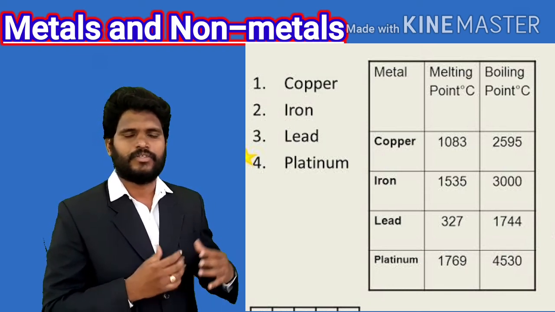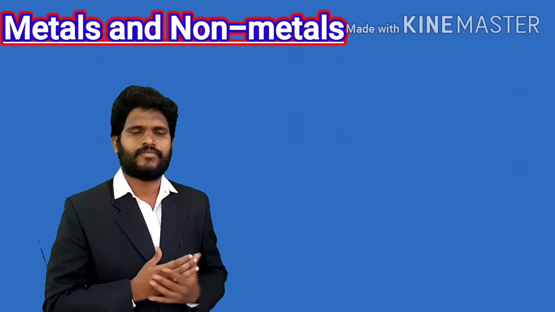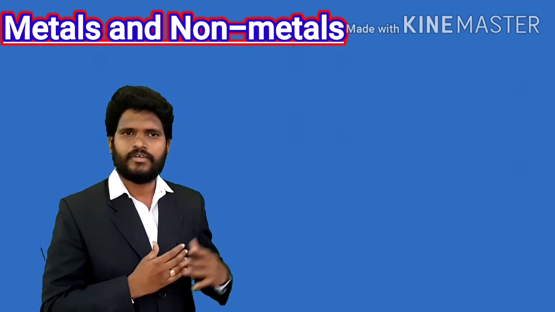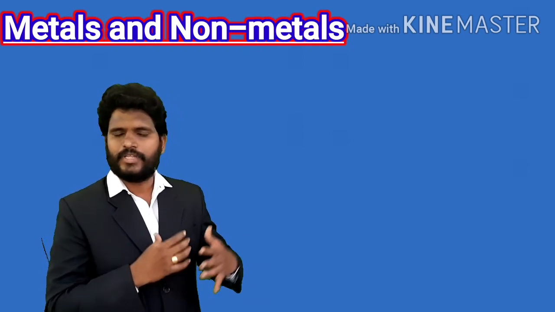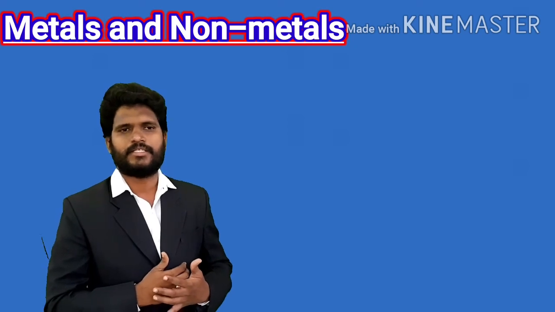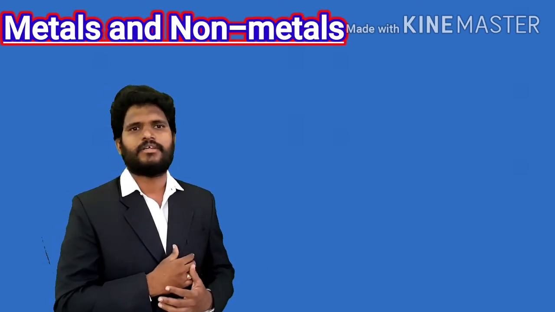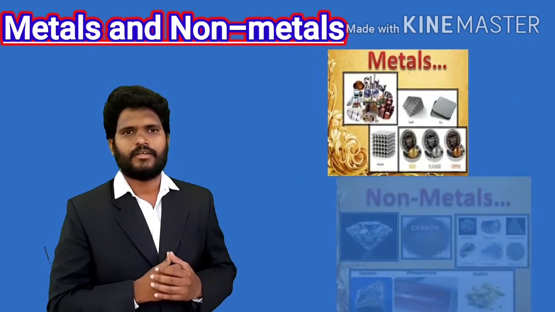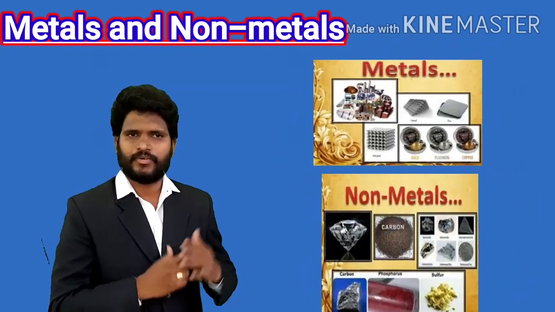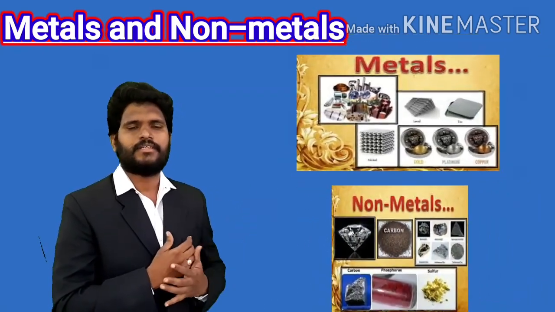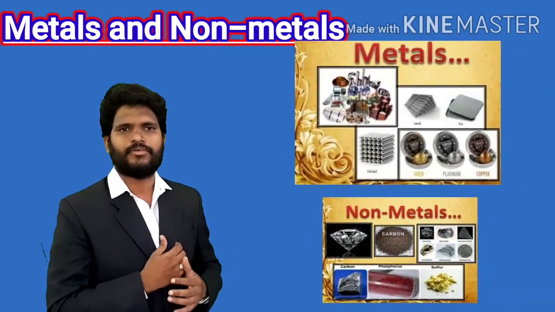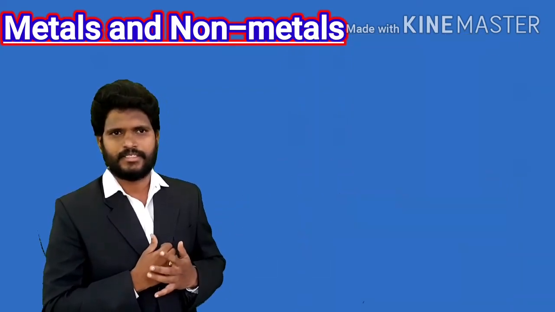So these are the 10 physical properties of metals. With the help of these 10 physical properties, we can distinguish metals from non-metals. Are you clear? I hope you understand about these.